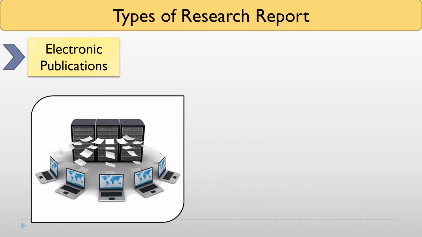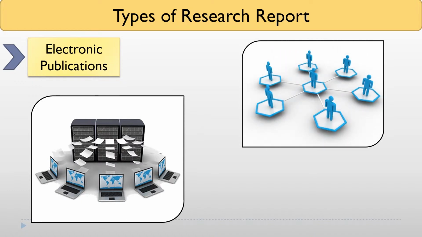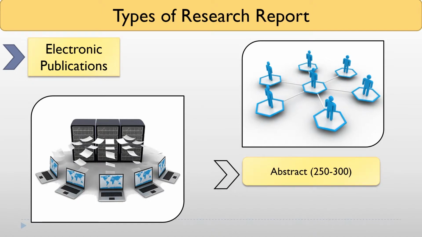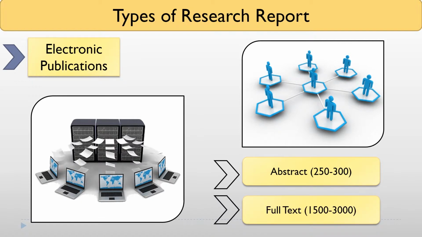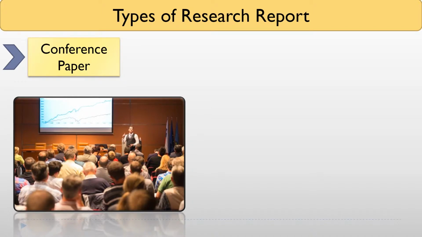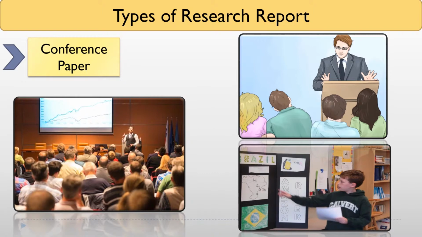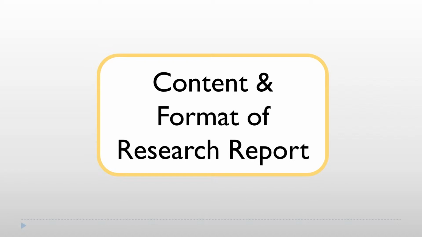Publication in online databases and journals is also one of the good methods of dissemination of study findings. Online databases might include only an abstract, that is 250 to 300 words, or full text, that is 1500 to 3000 words. The fourth and final is conference papers. Researchers can communicate the findings of their study in a conference where she or he can present oral reports or poster presentations. Now, let us discuss how the content and format of a research report is prepared.